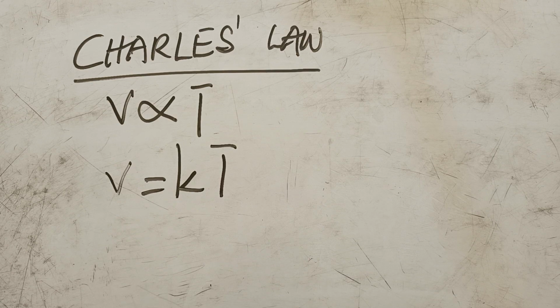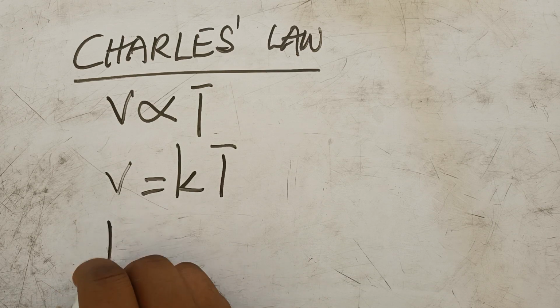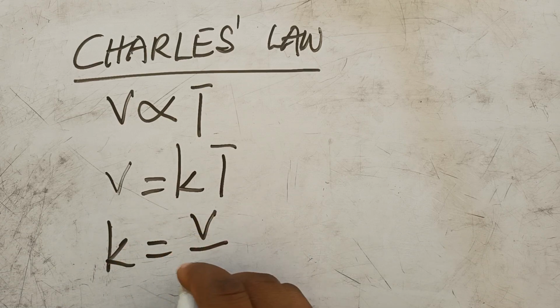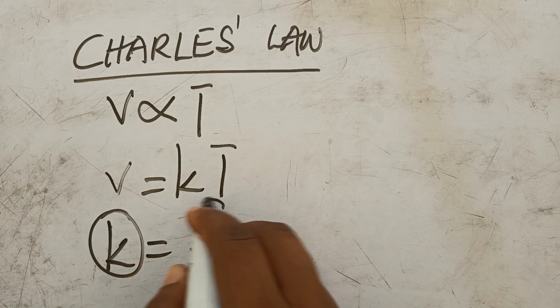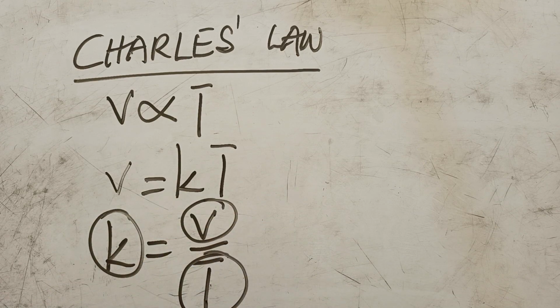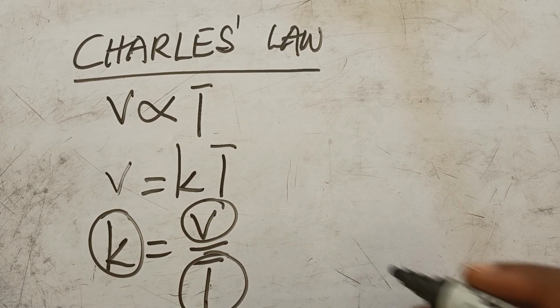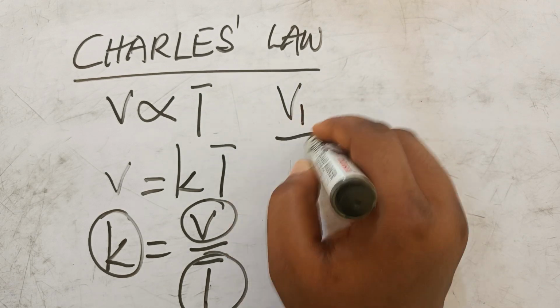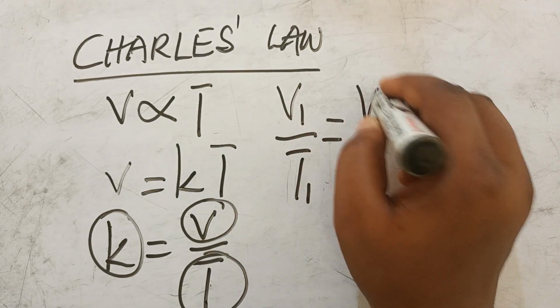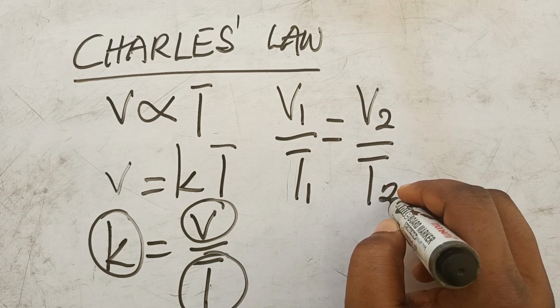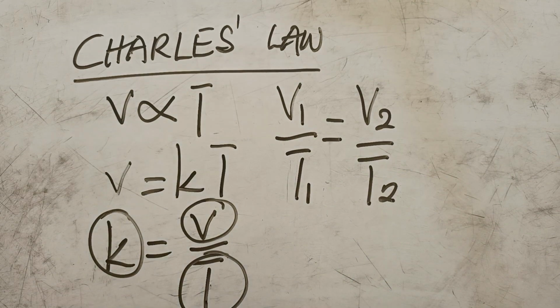If you make this constant the subject, then our k would be equal to volume divided by temperature. So k is our constant, V is our volume, and T is our absolute temperature. In this case, unlike Boyle's law, with Charles's law we now have V1 over T1 being equal to V2 over T2. And this is going to be our relation for the short while.